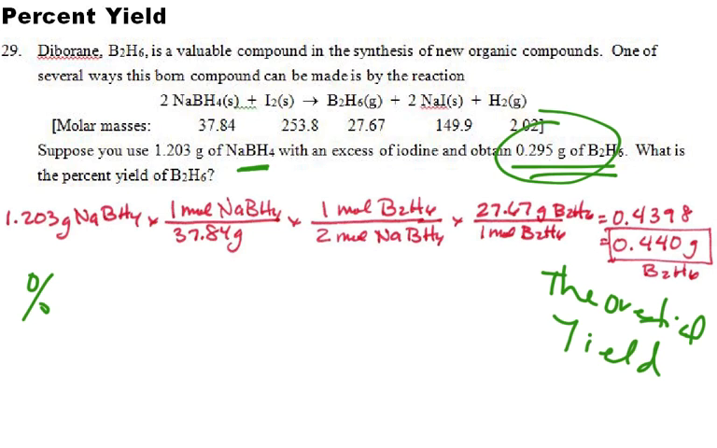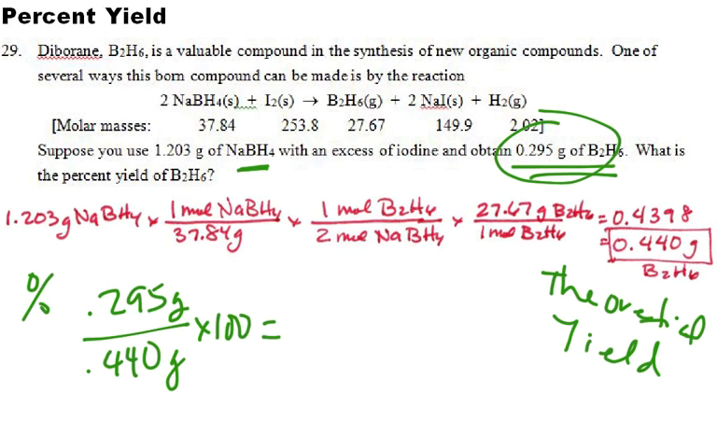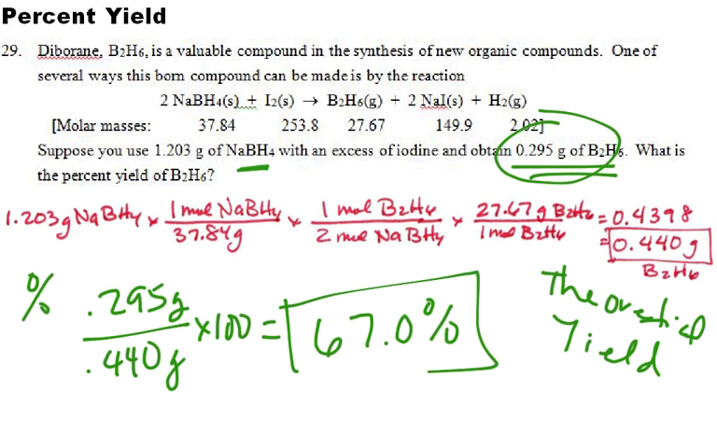So the percent yield is simply 0.295 divided by 0.440 times 100, and that comes out to be 67%. So for this reaction, it has a 67% yield. So notice the number that we actually calculated is officially our theoretical yield. In the problem, they tell us the actual yield, then we can calculate the percent yield.